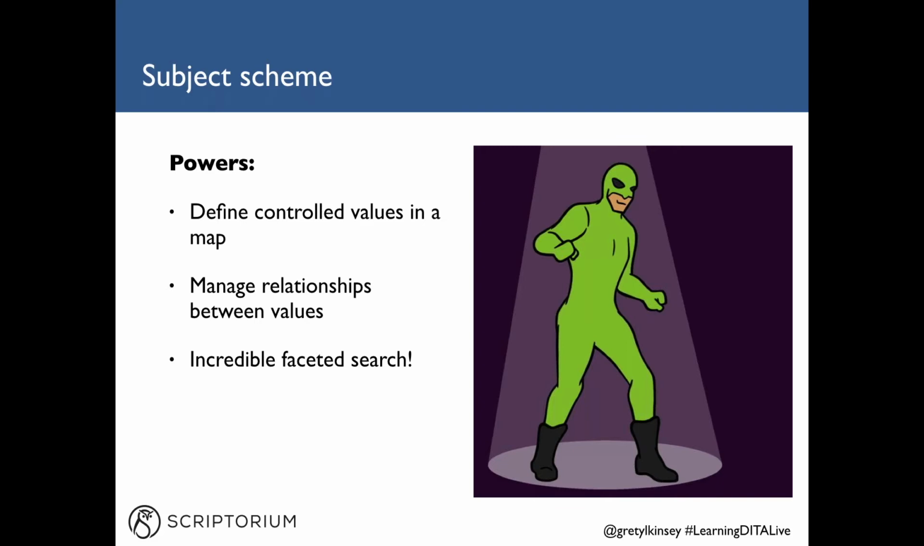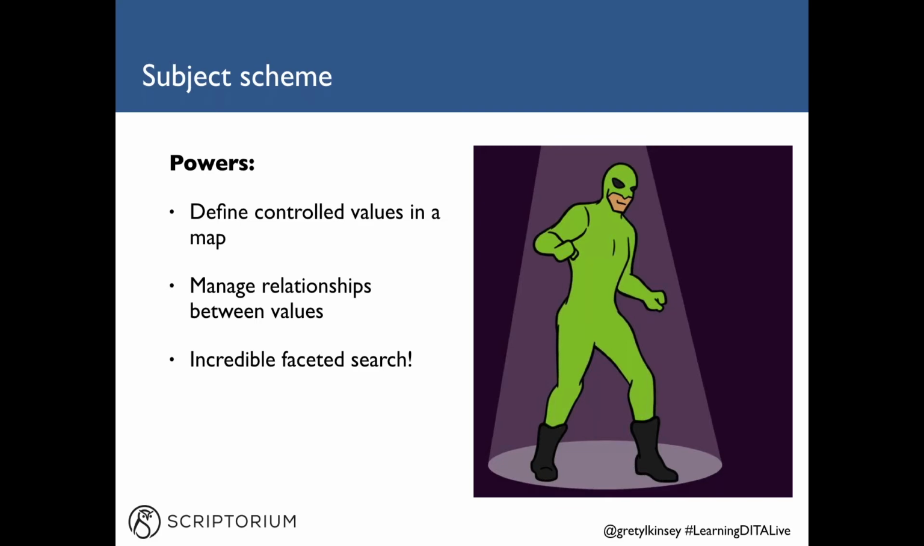So not only does a subject scheme let you define these custom controlled values, but it also lets you manage the relationships between those values. In a subject scheme map, you can set up a hierarchy of values and divide those values out into categories and subcategories. And you can also bind those values that you create to different metadata attributes and metadata elements. And we'll take a look at that in a little bit more detail later as well.